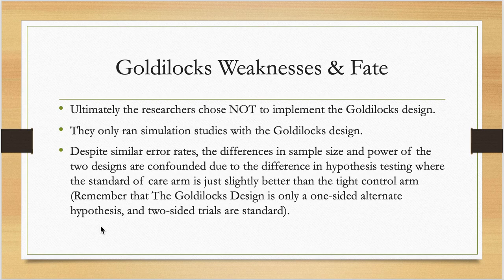Goldilocks weaknesses and fate. Ultimately, the researchers chose not to implement the Goldilocks design. They only ran simulation studies with the Goldilocks design. Despite the similar error rates, the differences in sample size and power of the two designs are confounded due to the difference in hypothesis testing, where the standard of care arm is just slightly better than the tight control arm. And if you remember back to the Goldilocks design, it is only a one-sided alternative hypothesis, and two-sided trials are usually considered the standard.